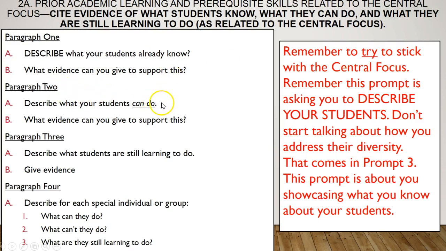Then in paragraph 2, describe what your students can do. What they can do is different than what they know. So we're not just talking about skills. We're talking about knowledge and skills. And how do you know that they can do those things?